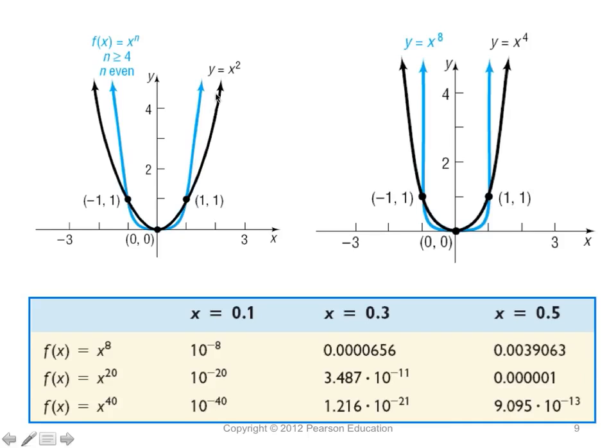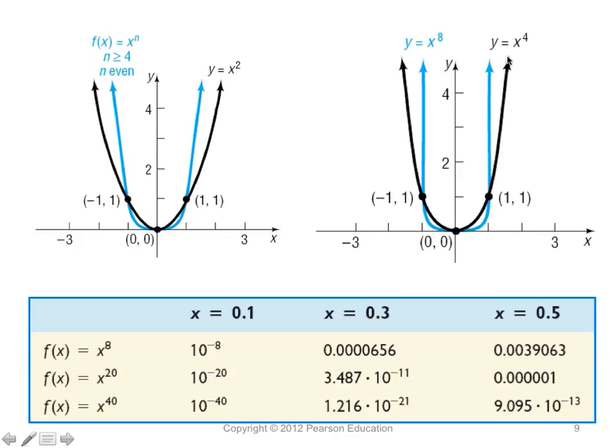And if we look at this graph right here, the black graph shown on the left is y equals x squared. And the blue graph, you'll notice, is a little bit flatter towards the origin, but it rises a little more quickly in the middle. So this would be the graph of f of x equals x to the n power, where n is greater than or equal to 4 and n is even. So this might be x to the 4th, or x to the 6th, or x to the 8th, some even power that's larger than 2.